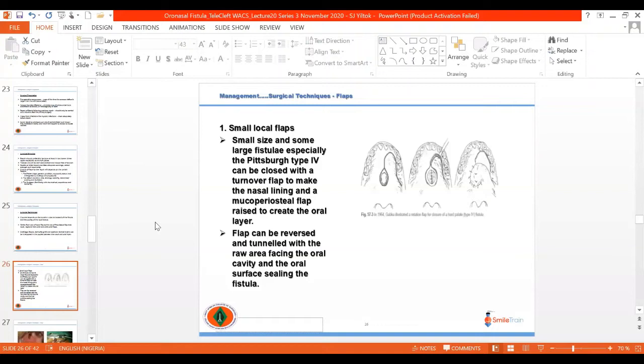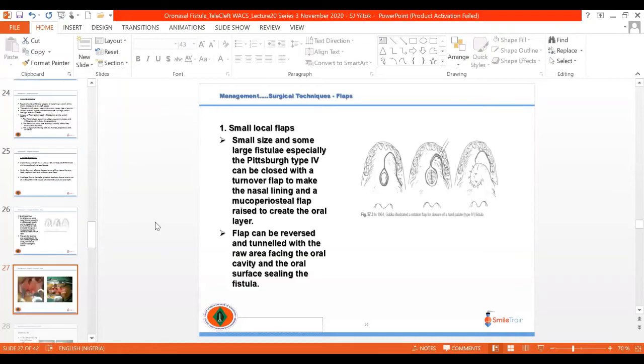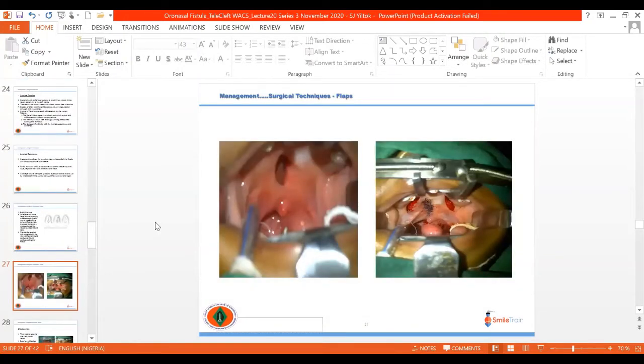First is the small local flap. You can see from the diagram, it's for use of local flaps, especially in Pittsburgh type 4, which can be closed with a turnover flap so that you'll have the nasal lining and be able to use the mucoperiosteal flap to cover the oral side. Even the flaps can be reversed and tunneled. The picture shows just a local flap. On the left of the screen is the fistula, and on the right, the closure.